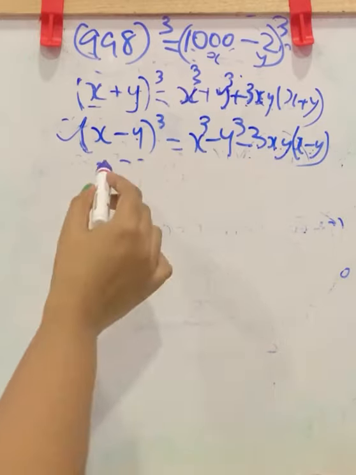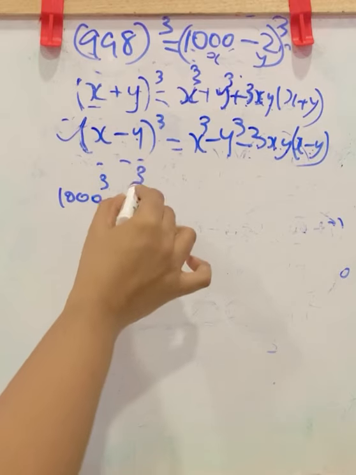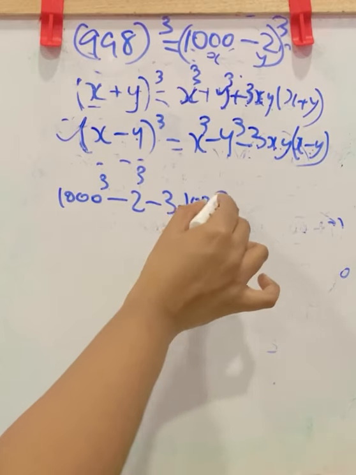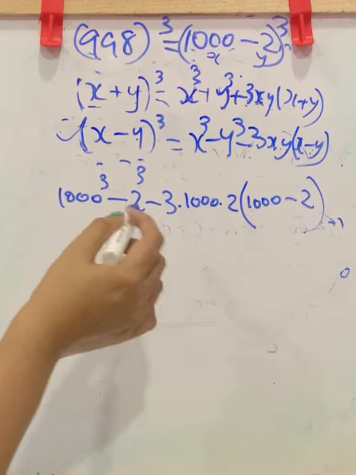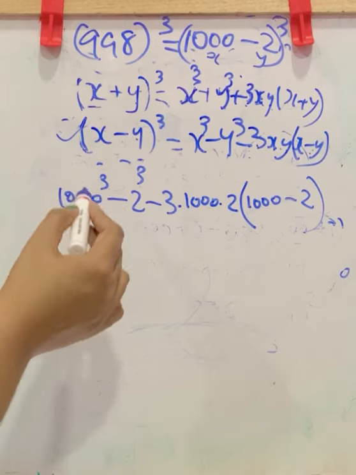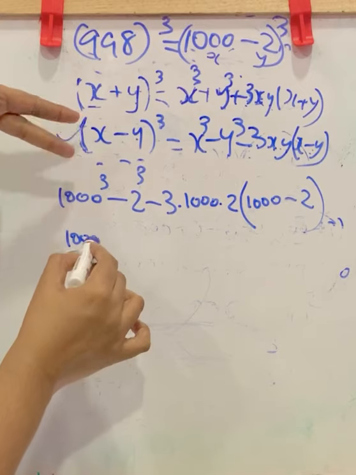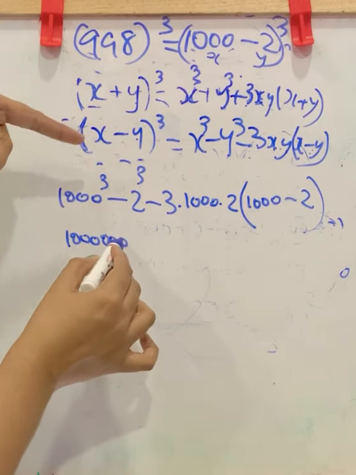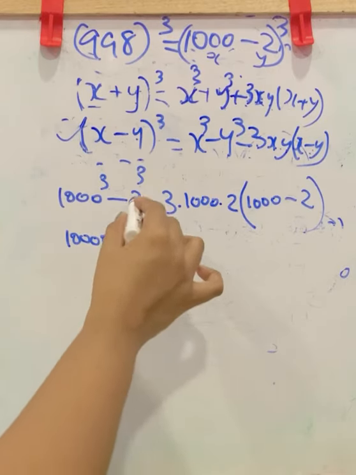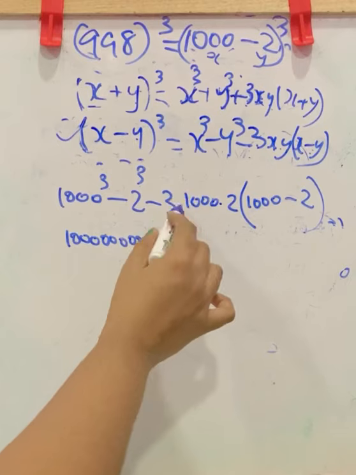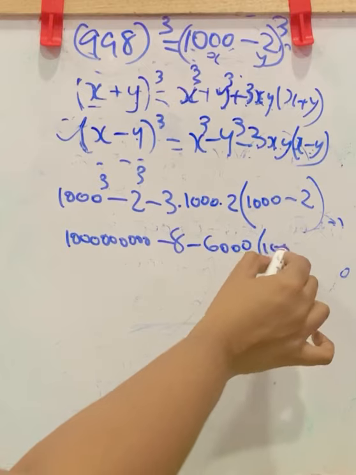Now the expansion is this. You can substitute: x cube, that is 1000 cube, minus y cube, 2 cube, minus 3 into 1000 into 2, inside the bracket 1000 minus 2. Now 1000 cube: 1000 is multiplied 3 times. From the first 1000 you have 3 zeros, from the second 1000 again 3 zeros, and from the third 1000 3 more zeros. Minus 2 cube is 8, minus 3 into 1000 into 2 is 6000, inside the bracket 1000 minus 2.